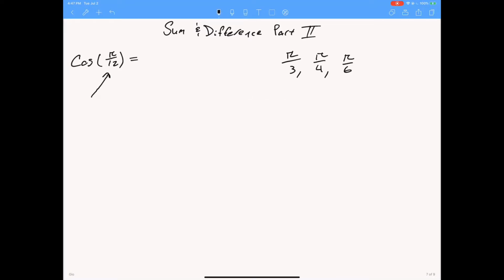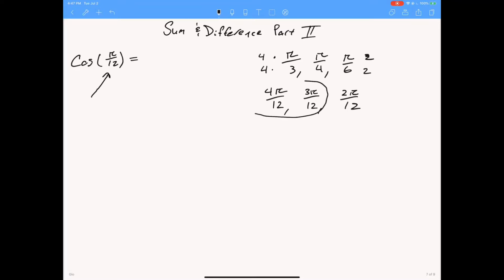So for the first term, pi over 3, I can multiply the numerator and the denominator by 4, and I'll get 4 pi over 12. For pi over 4, multiply by 3, we'll get 3 pi over 12. Do the same for pi over 6. Multiply by 2 here, 2 there, we'll get 2 pi over 12. And now, as you can see here, it's actually fairly obvious what we can use to get pi over 12.